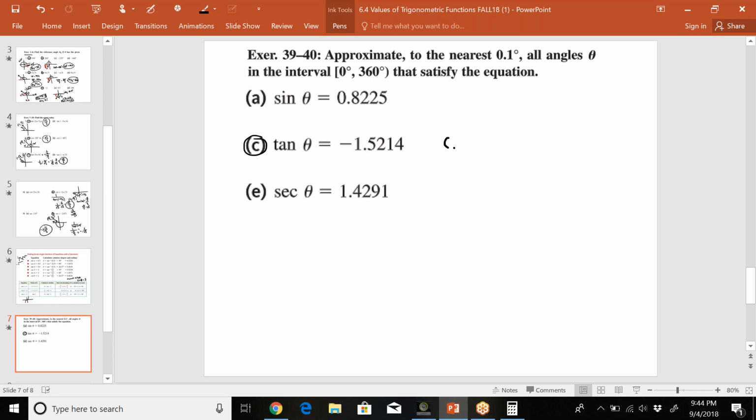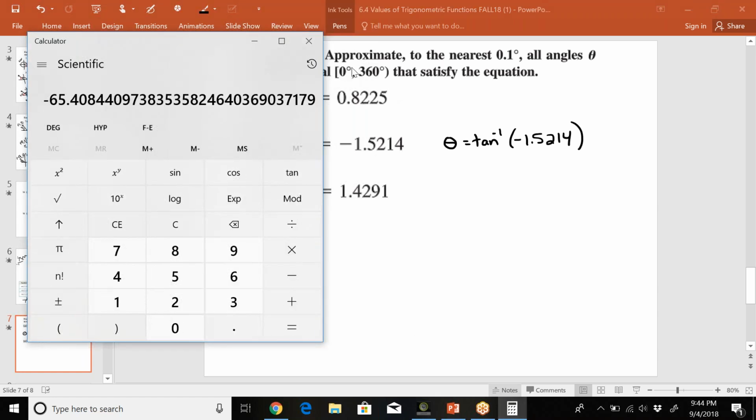So the first thing we want to do is rewrite this, let's do the solving of this. So we want to find theta by taking tan inverse of negative 1.5214. So you get your calculator, and we're in degrees here, and I know that because it says my answer should be between 0 to 360 degrees. And I'm also rounding to the nearest 0.1.